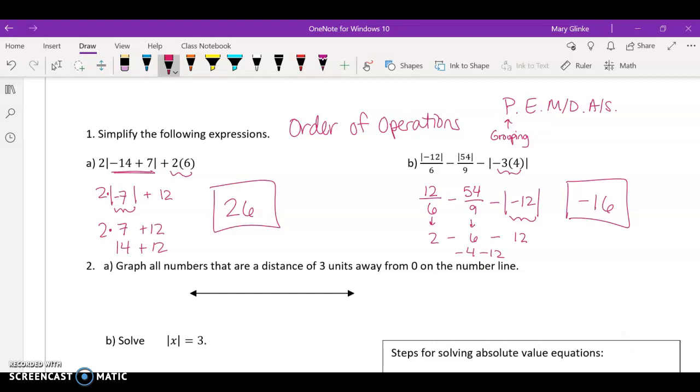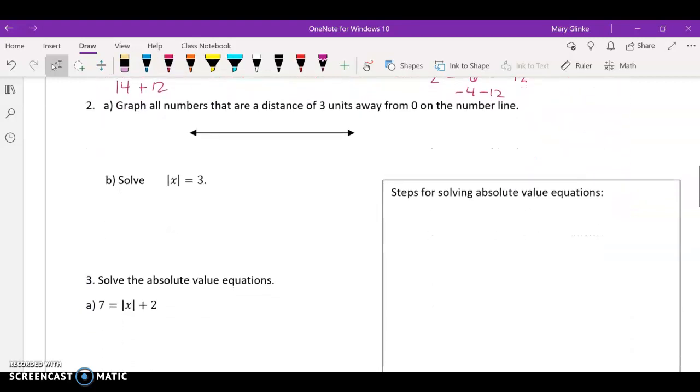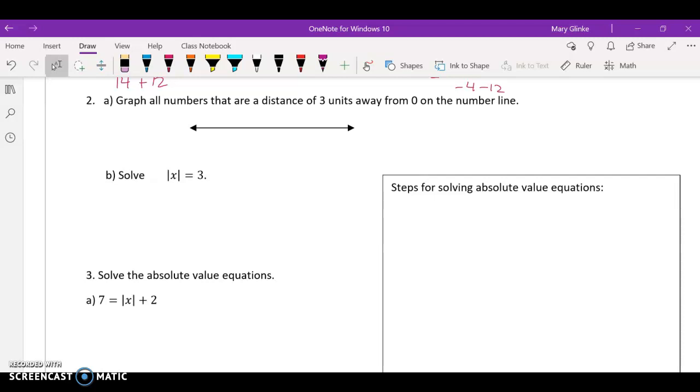Now we're going to start solving equations that involve those absolute values. 2A says graph all of the numbers that are 3 units away from 0 on the number line. So if this is 0, I'm going to go 1, 2, 3, and plot that point right there. That's over at 3. So 3 is 3 units away from 0. But that's not the only one. If I go 1, 2, 3 in the left direction, over here is 3 units away from 0 as well. That's going to be -3.